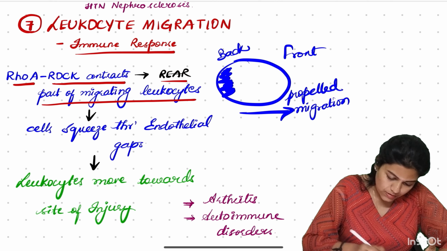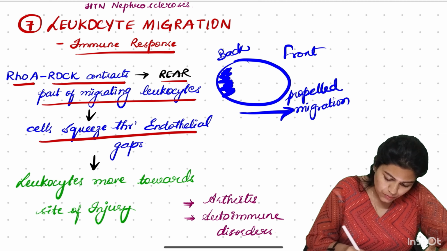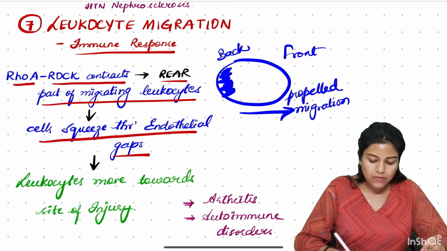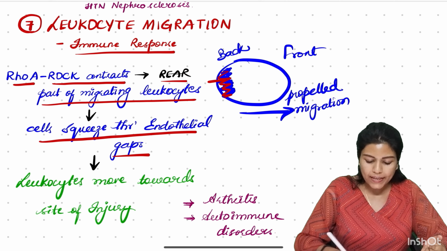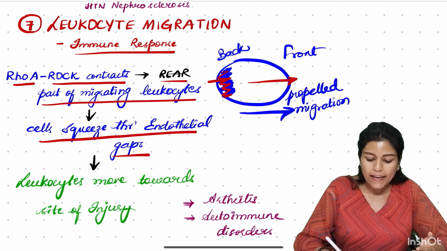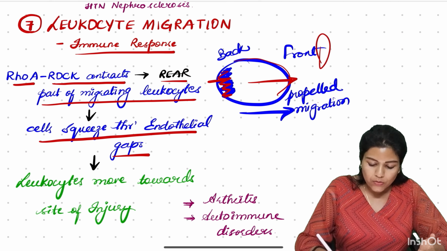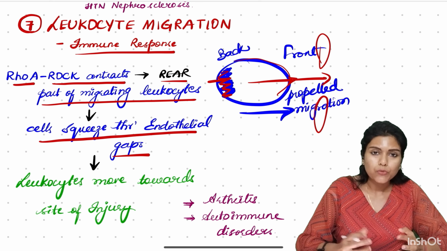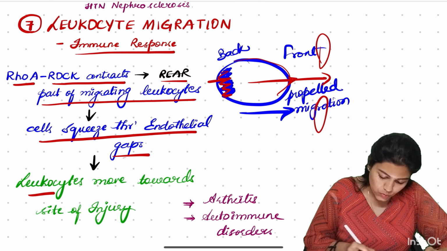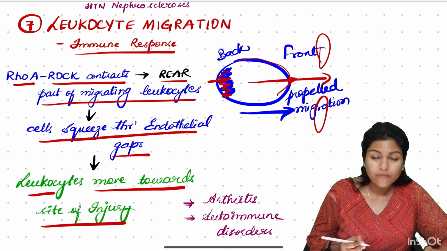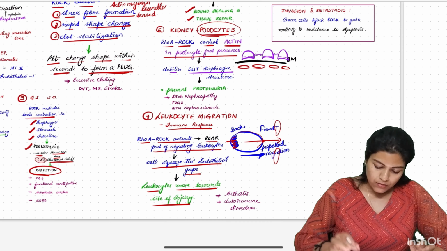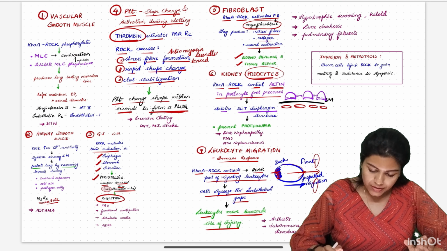Therefore, the cells will squeeze through the endothelial gaps. When it is contracting from behind, the cell is pushed forward and it is squeezed through these endothelial gaps. So leukocytes will move towards the site of injury. So this is about the leukocyte migration.